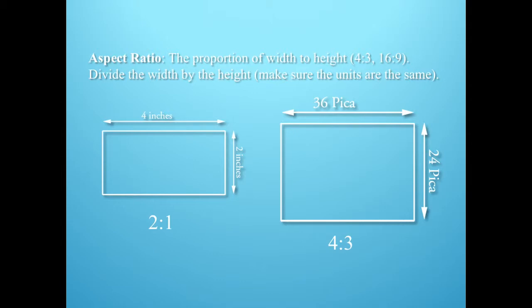The aspect ratio of an image determines the shape of the image. So the proportion of the width to the height. So often you will talk about 16 by 9 or 4 by 3, and those are aspect ratios. You divide the width by the height to make sure the units are the same. You divide the width by the height, and then you can tell what the number is to use to describe that particular aspect ratio. So a 2 by 1, you can see that rectangle is very wide and not as tall, but a 36 by 24 or 4 by 3, there's a complete different shape to it.